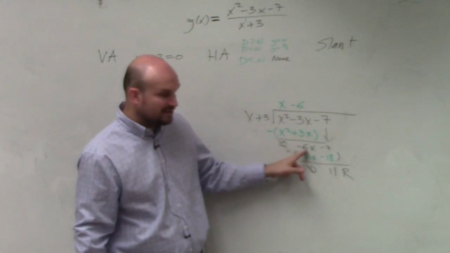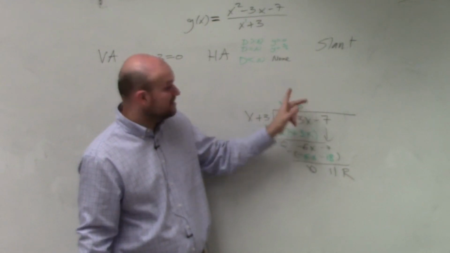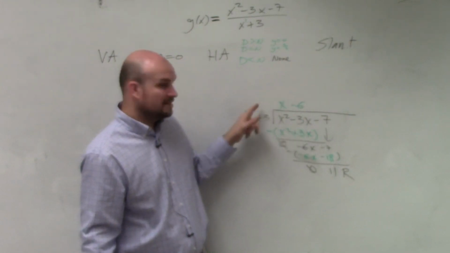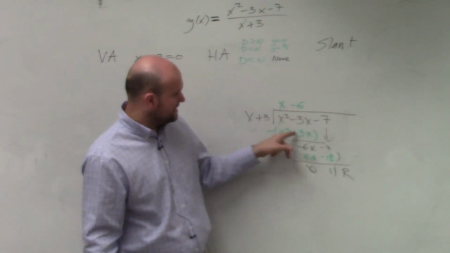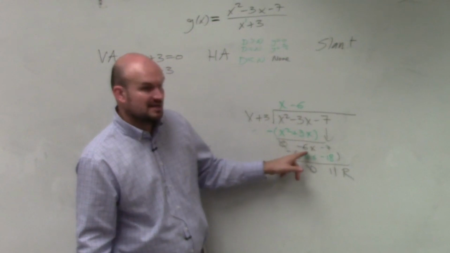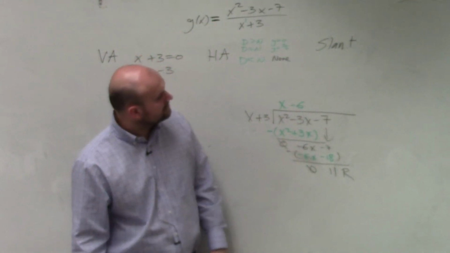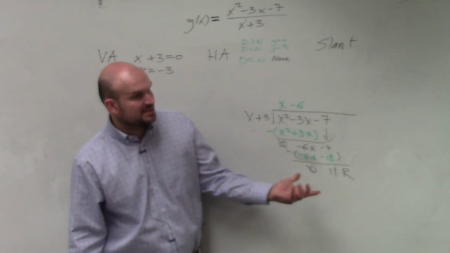However, yes? How many times does x go into negative 6x? Negative 6 times. Then remember, you take that negative 6. I did negative 3x minus 3x, which is negative 6x. Right.